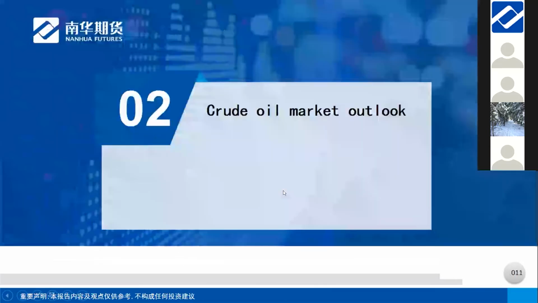Okay, that is about the contract itself. The next part that I want to share is the crude oil market outlook for the second half of this year.